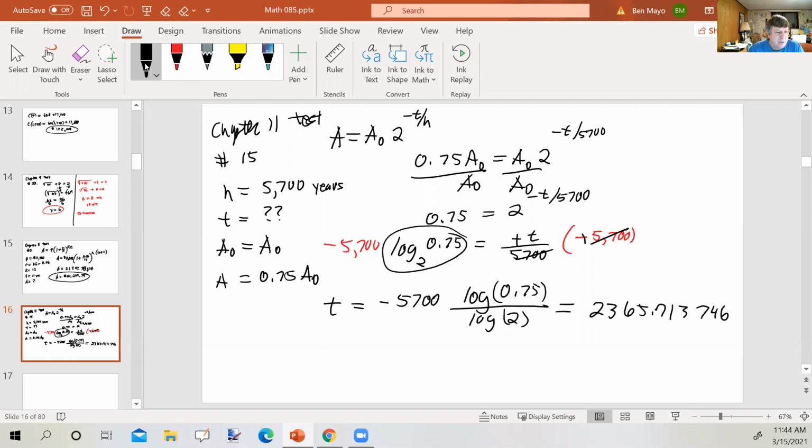2365.713746. But it said round your answer to the nearest 100 years, which would be right there. The 6 would round up. So time would equal 2400 years.